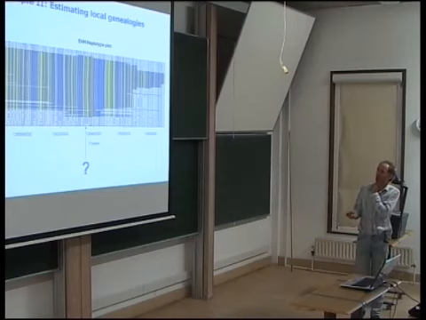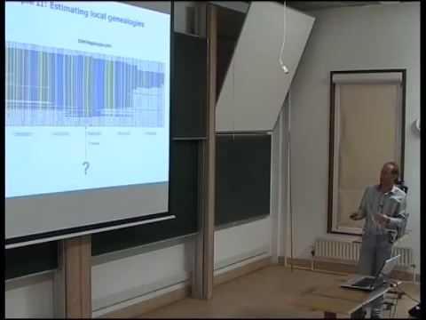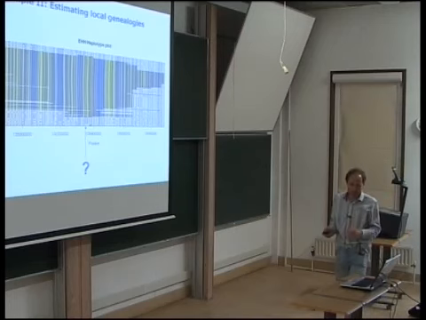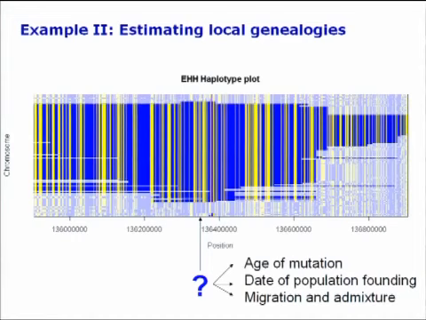Now, the goal of what I want to talk about is to say, take this region, point at a particular position, estimate the tree, and then use this estimate of the tree to tell us things about the age of the mutation, tell us things about population founding, tell us things about migration and admixture in a more general sense. I can do any of those things anywhere across the genome. So, generally, estimating genealogies at any position along the genome can be very useful for learning about diverse processes, including these.